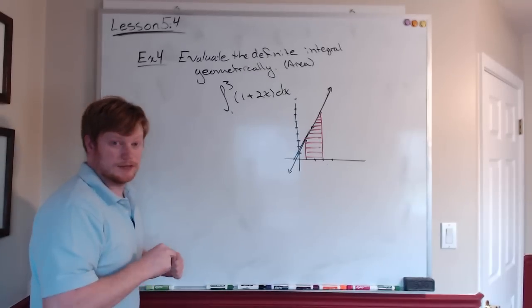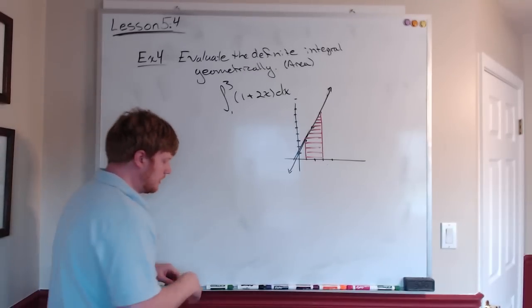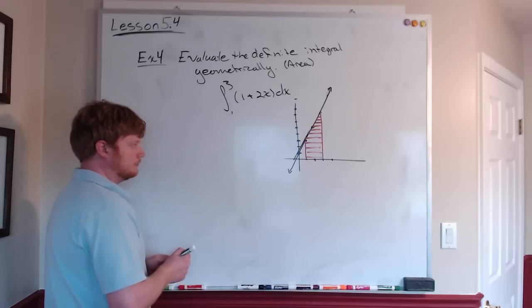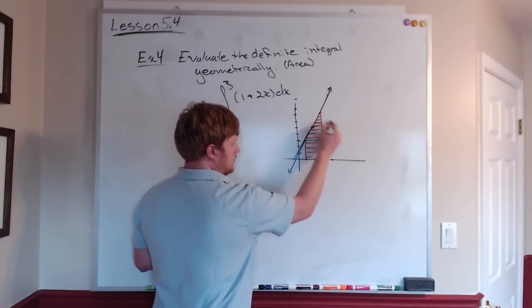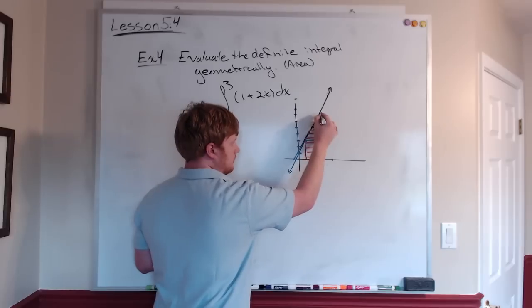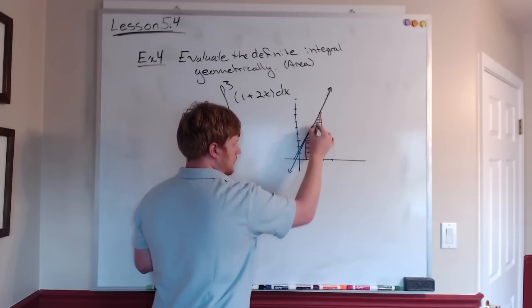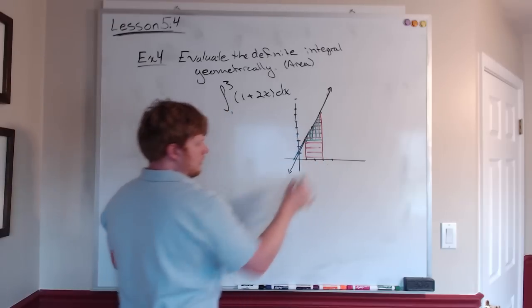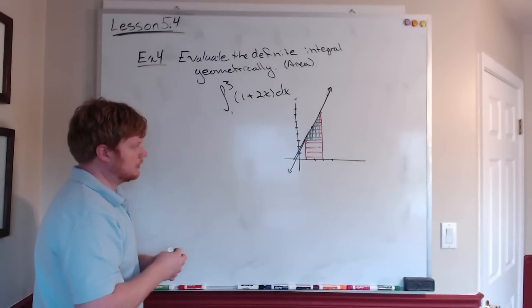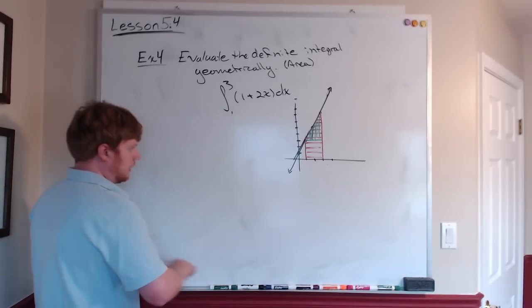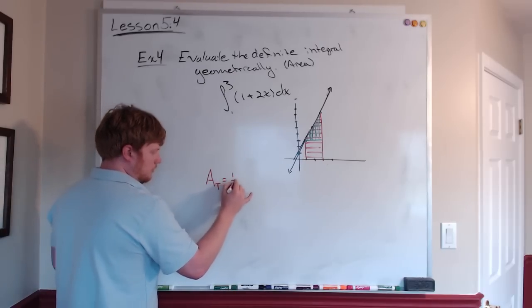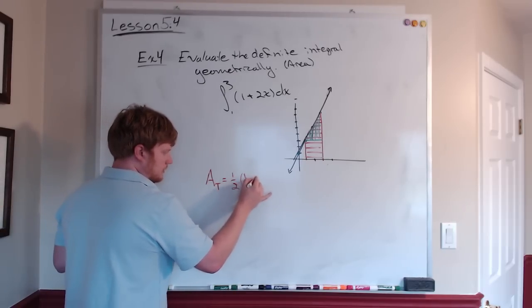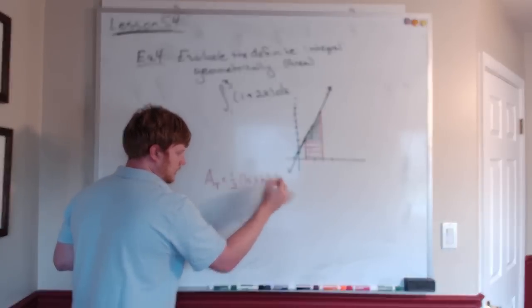Well, that's just a trapezoid. Now you can think about it as a trapezoid, or if that's too hard a formula for you to remember, then it's just a triangle plus a rectangle. But I'm going to do trapezoid because I can remember what the trapezoid formula is. The area of a trapezoid is 1/2 the sum of the bases times the height.